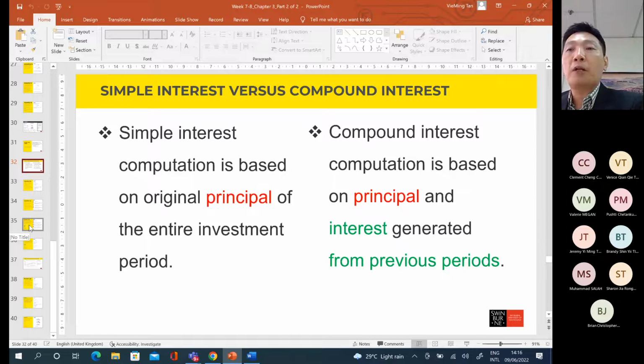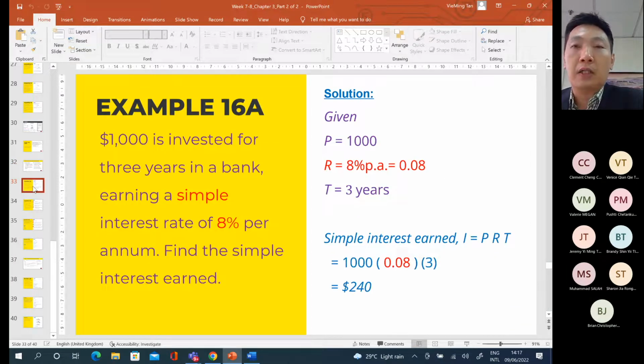On the other hand, how about compound interest? Compound interest is calculated based on principal and also the interest earned from previous periods. So that means the interest earned from a previous period can also help to generate interest again under the compound interest computation. As a result, as an investor, the interest earned for compound interest is higher compared to simple interest. So let us check the differences between these 2 types of interest calculation.